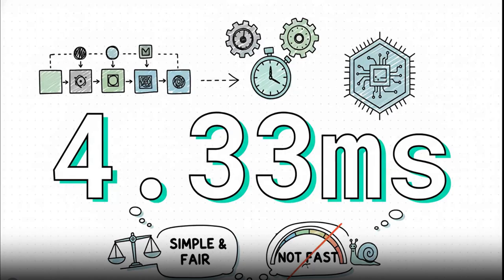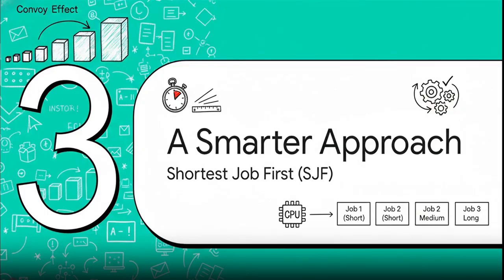And we can actually put a number on this pain. For this little scenario, the average time each process just sits around waiting is 4.33 milliseconds. So, here's the deal with FCFS. Yeah, it's simple and you could argue it's fair, but man, it is definitely not fast. So you gotta ask, how do we bust up this convoy? Well, what if our barista was just a little bit smarter?